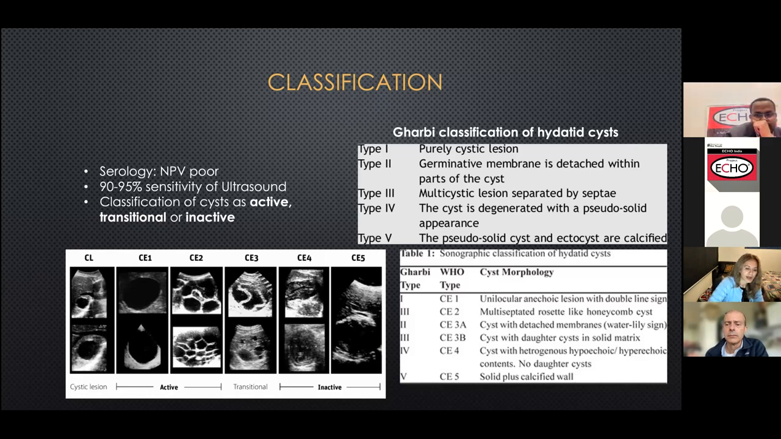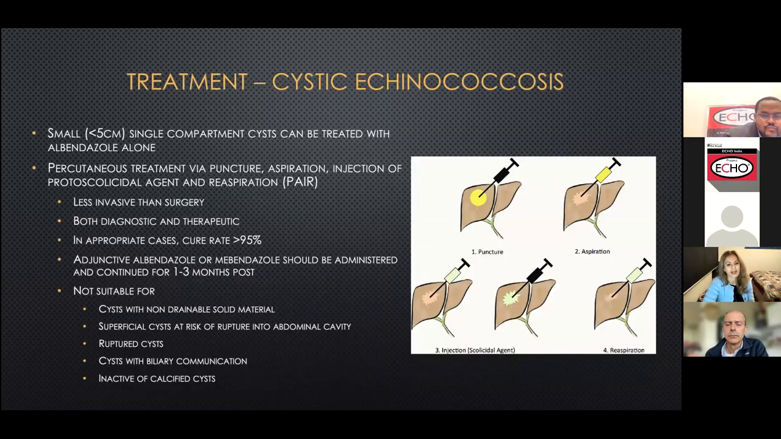So what are the treatment options? If they're really small and they're localized, then these can be treated with albendazole alone. And if it's not causing a mass effect, and perhaps it's been found accidentally, then you can get away with just treating with albendazole for a few weeks. But if the cyst is causing a mass effect and you want to treat it, then there are some invasive or non-invasive ways of treating it.